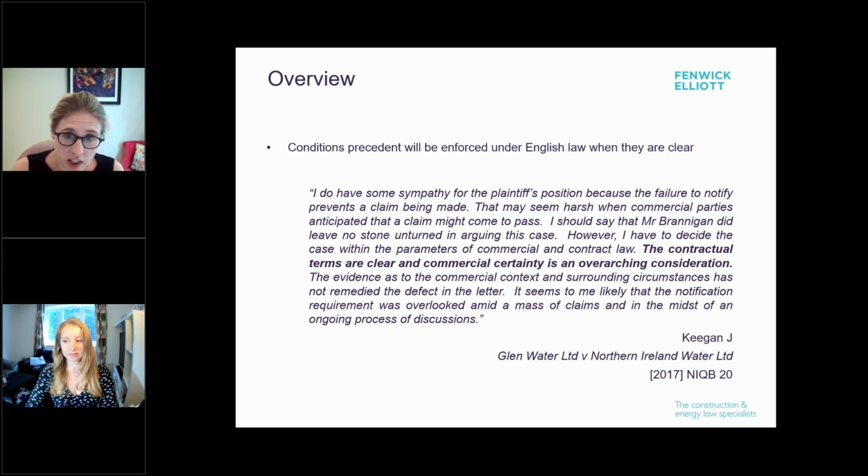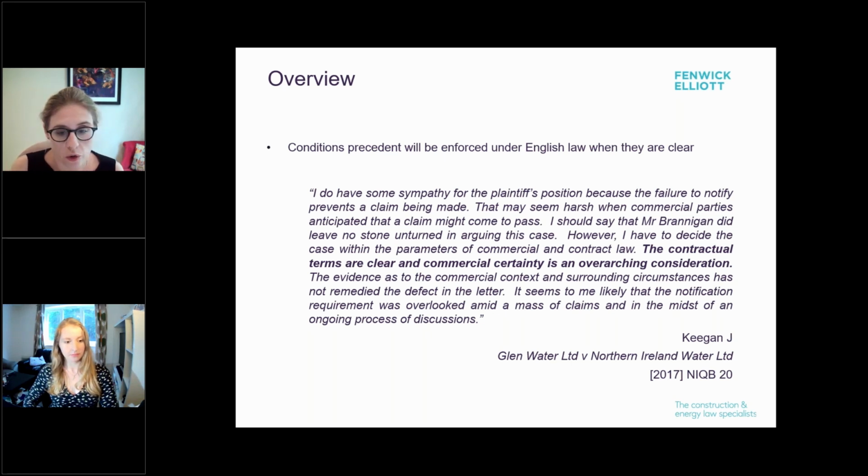A letter written in connection with a separate but related compensation event, which appeared to identify the breach upon which the claim was based, wasn't sufficient. The event had not been notified explicitly and the notice was not sufficiently clear. So he enforced it despite the potential harshness of the result of the clause here. So, as you can see in the bolding, the contractual terms are clear and commercial certainty is an overarching consideration. So that's something to have in mind as we move into looking at the standard forms.